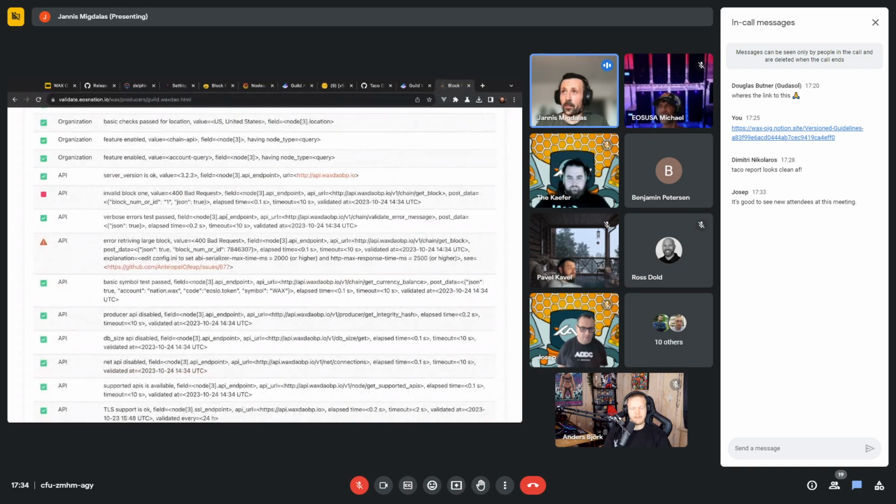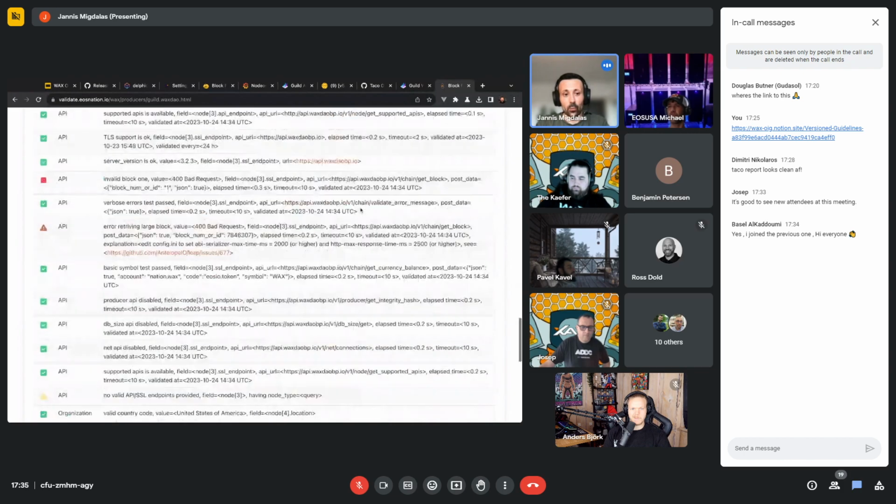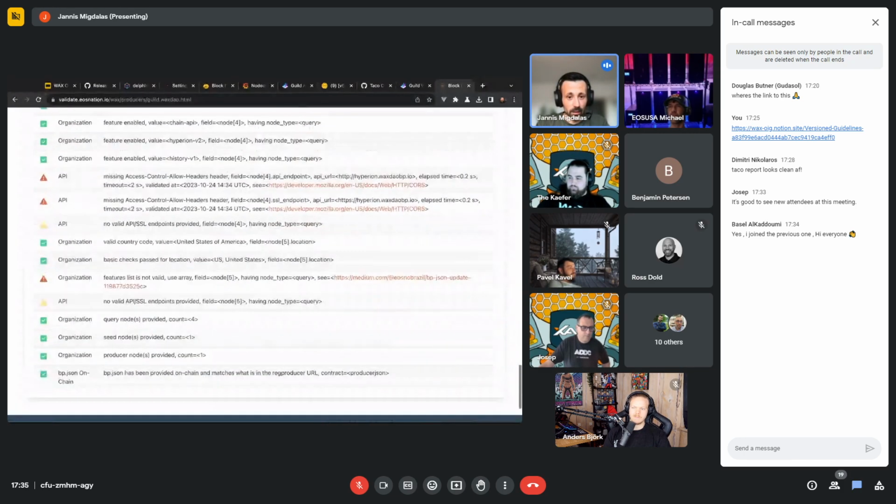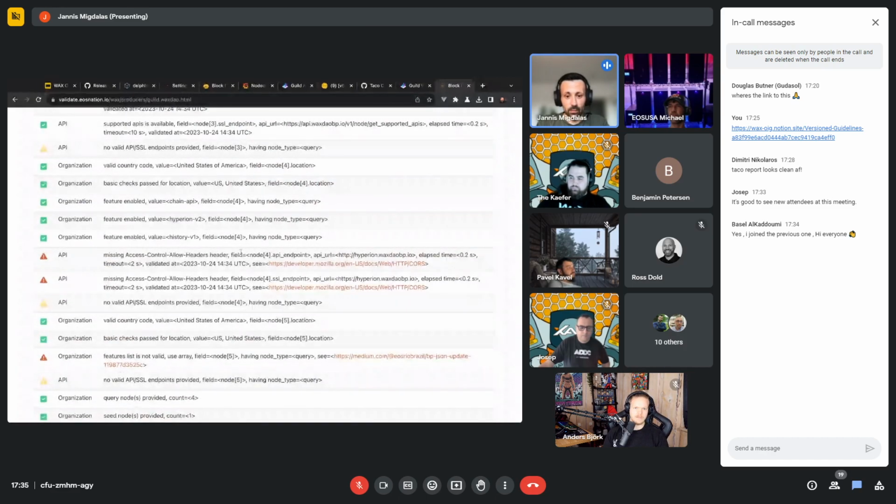Long story short, on 50% of the guilds, the endpoint get block reports on the EOS Nation validator that there is an invalid block 1. That's something that can potentially break your get block validation. The next thing we are observing regularly, maybe not on this scale, on this scale too.